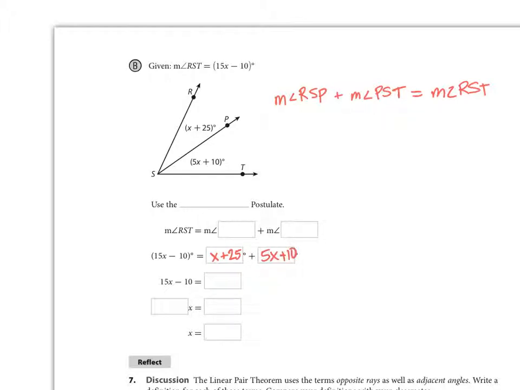We just go through and we solve this. So we can combine x and 5x to make 6x, and then 25 plus 10 to make 35. Then we just go through and we solve it. If I subtract 6x on both sides, I get 9x. If I add 10 to both sides, I get 45. And that leads us to x equaling 5.